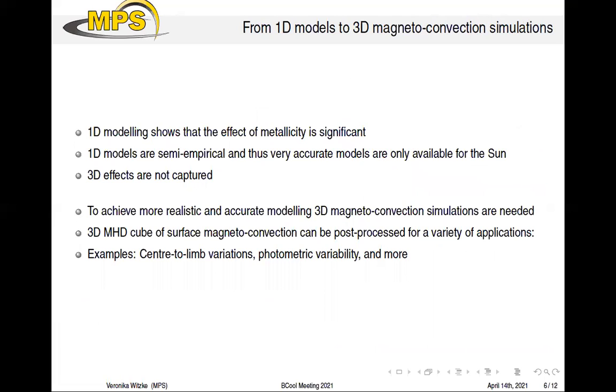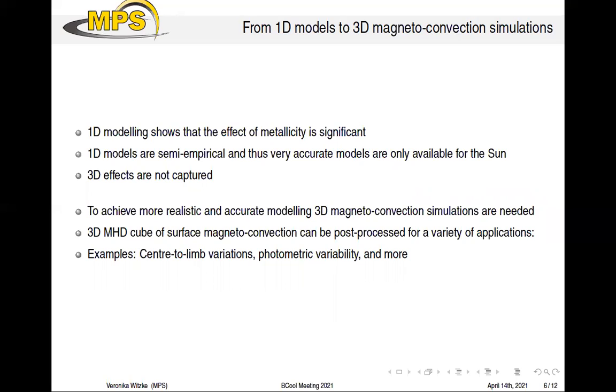We also know that the 1D models are semi-empirical, and if we go to other stars, we can only cover a very small range, and we cannot capture 3D effects. So we need 3D models. This is why we started to run 3D magneto-convection simulations for different metallicities.